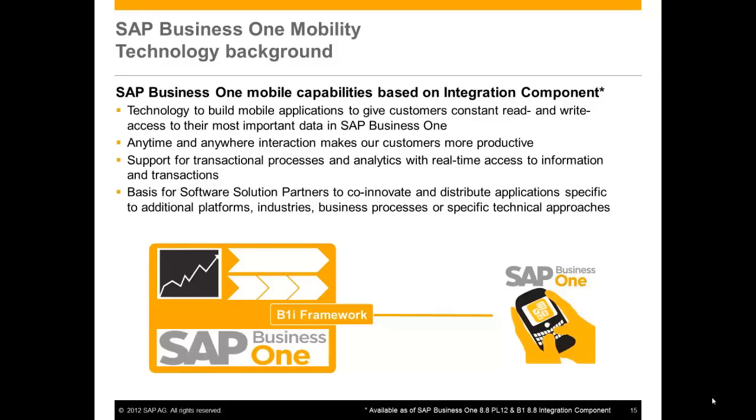The integration component also provides the basis for our software solution partners to co-innovate and distribute applications specific to additional platforms, industries, business processes, or specific technical approaches that they might have. For example, if you are looking for an Android or a BlackBerry version of the application, at SAP we are not building those components, but we are providing the integration component, which allows partners who are familiar with building on top of those platforms, Android, BlackBerry, whatever the case may be, and Windows Phone for that matter as well, to build that front-end UI and use a consistent integration framework in the back end provided by the integration component.